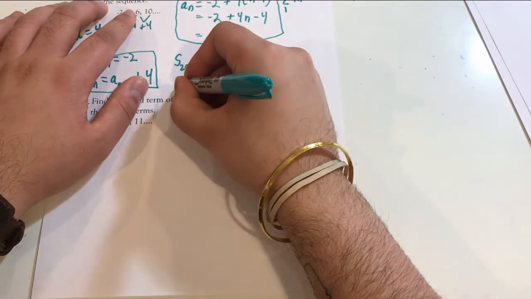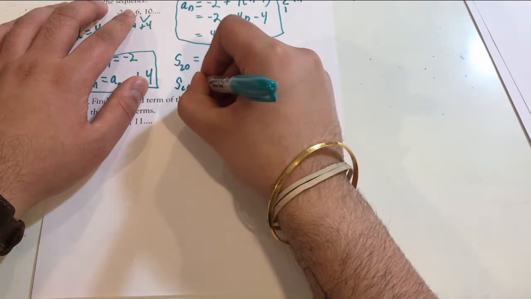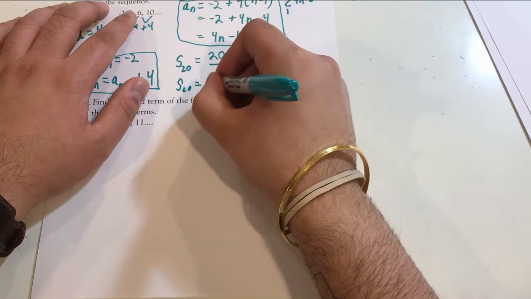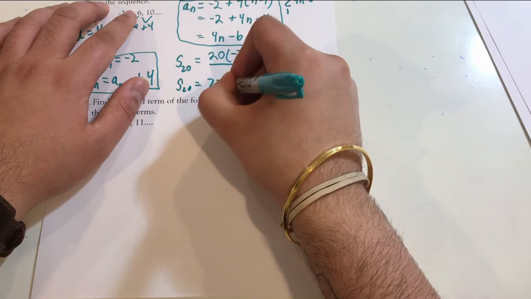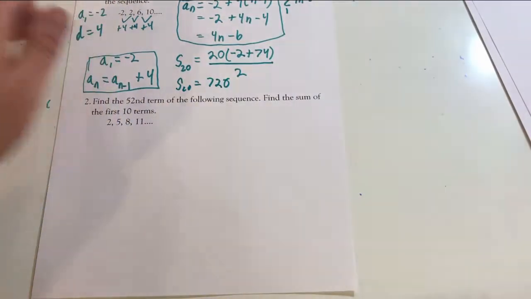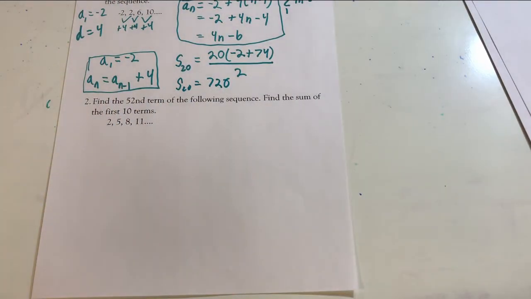So summation of 20 equals 720. Okay, and that's an easy thing to just put in your calculator. I think you guys are working with graphing calculators at this point. All right, so now let's move on to the second problem.